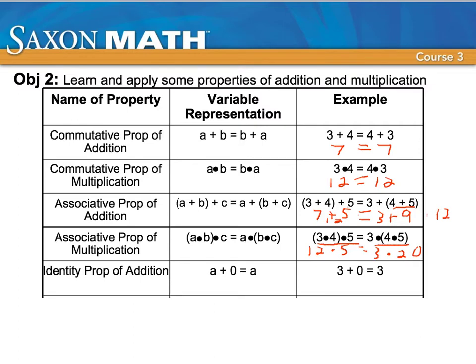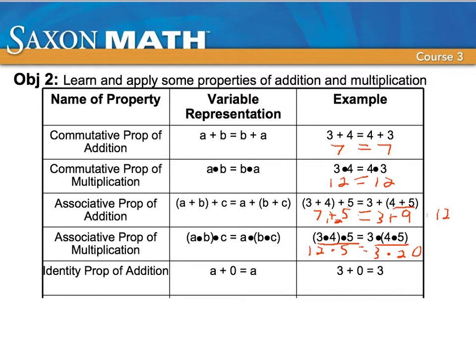The identity property of addition. Okay, identity property of addition. All the identity property of addition says or lets us know is that we can take any number, and if we add 0 to it, we get the same number. Okay, well, that should make sense. So it's saying anything plus 0 is what you started with. So if I look over here, 3 plus 0 equals 3. That's the identity property of addition. Any number plus 0 equals itself.